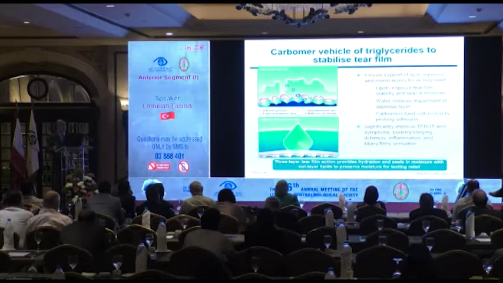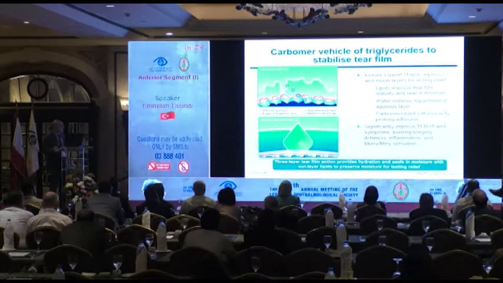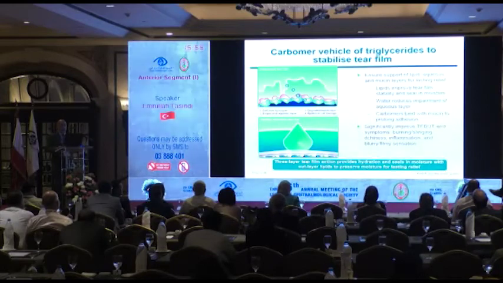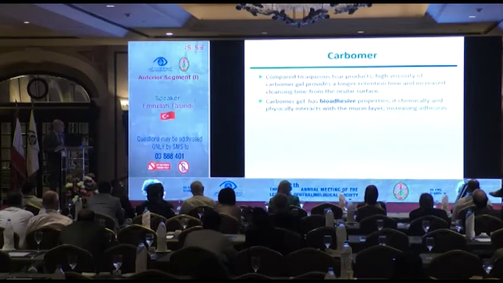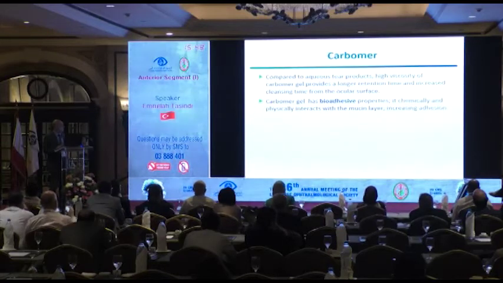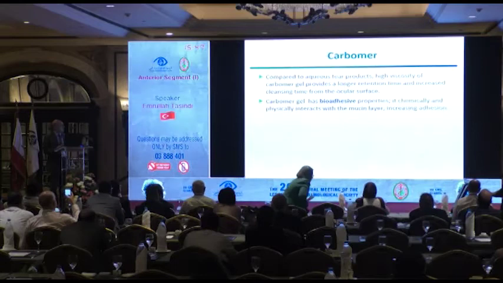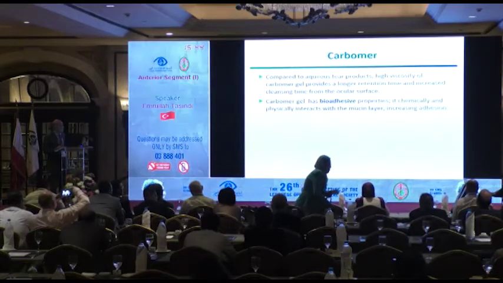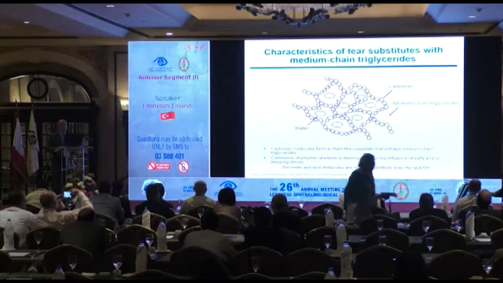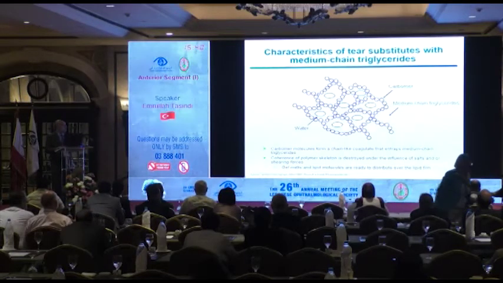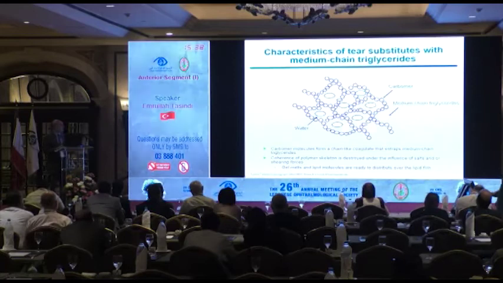How does it work? Carbomer vehicle and triglycerides are stabilizing: the carbomer goes down, the aqueous is in the middle, and the triglycerides are at the top. Why carbomer? Carbomer has a very important bioadhesive property, and for aqueous tear products, the high viscosity of carbomer gel provides longer retention, which is very important.